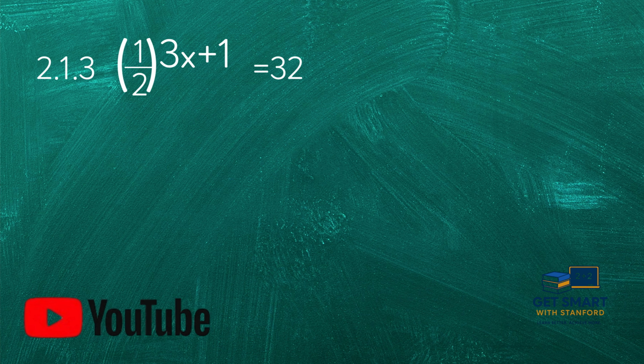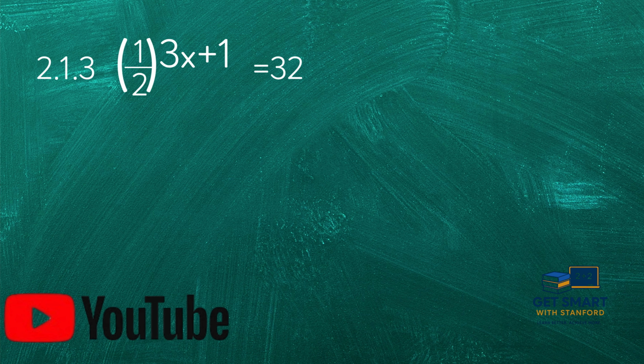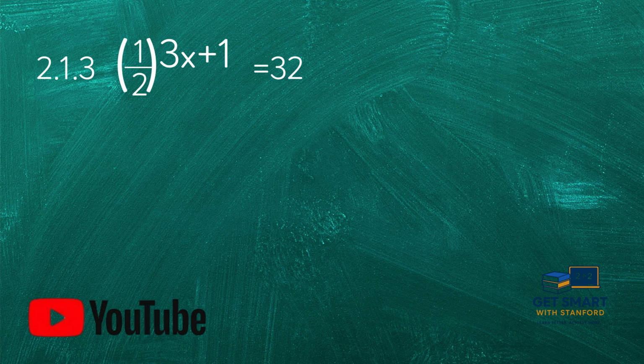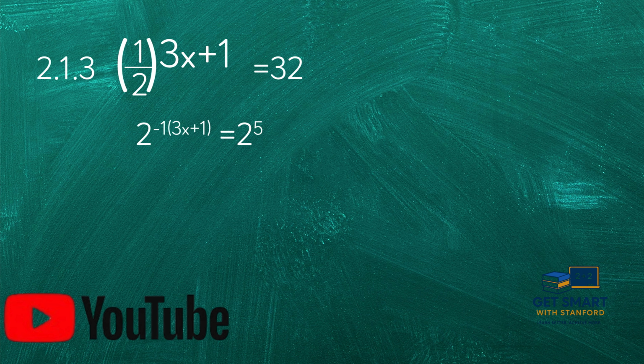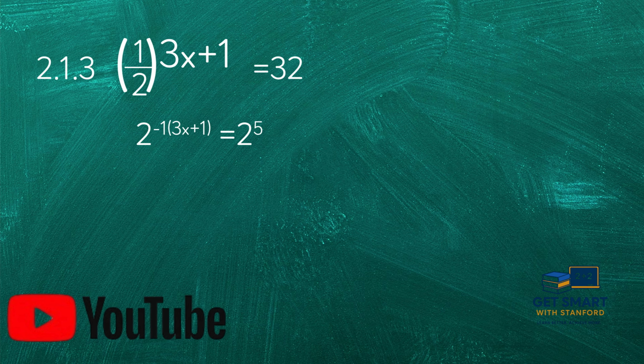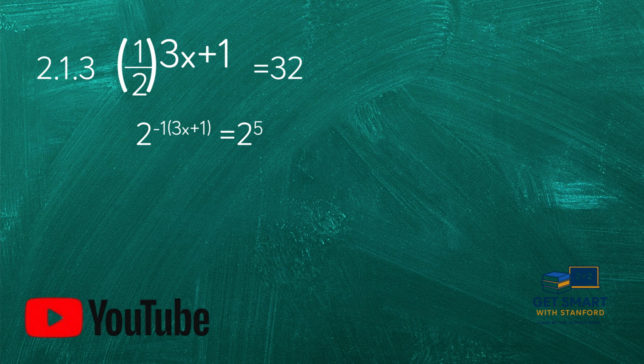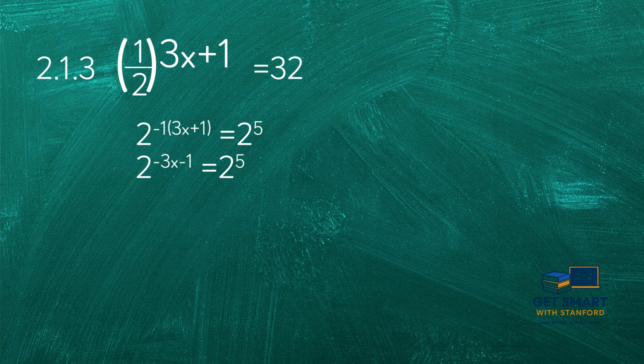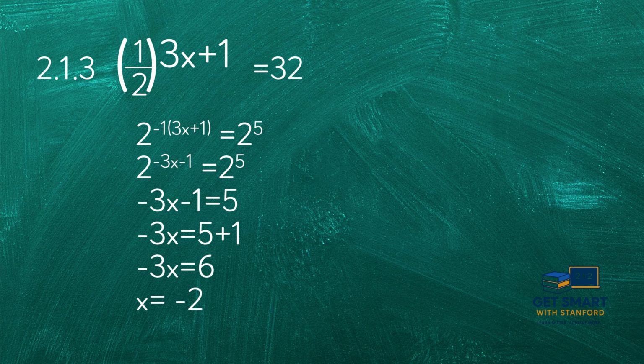2.1.3. (1/2) is raised to the exponent 3x + 1, and all that is equal to 32. Again, we'll have to convert 1/2 into an exponential form and do the same with 32. We know that 32 equals 2 to the power 5. Now that we have the same bases on both sides, we can easily work on the exponents to get the value of x as -2.